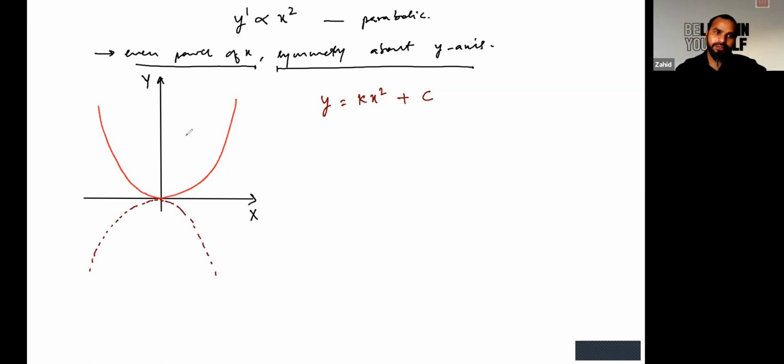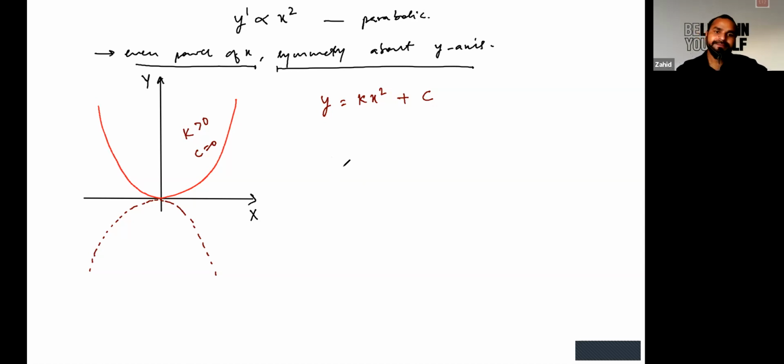Okay. So if k is positive and c is equal to 0, it will pass through the origin and it would be an upward parabola. And if k is negative and c is 0, it will be a downward parabola. Okay. Just remember this particular expression only.